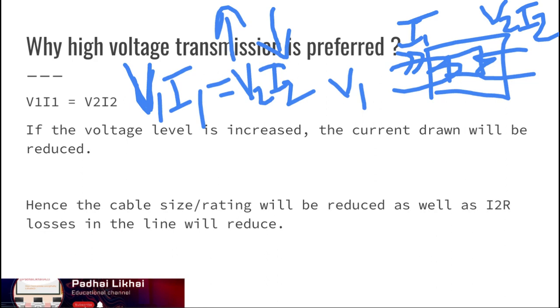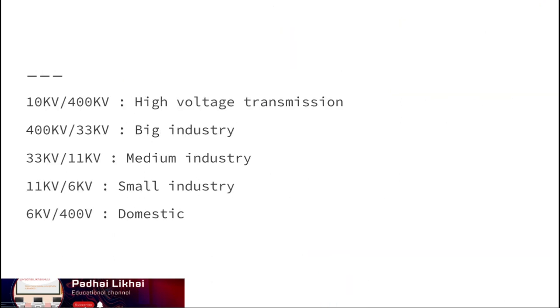So there are two benefits. The size of the cable has reduced, the rating of the cable has reduced, as well as the I2R losses have reduced. So this is the advantage. That is why we are transmitting the power at higher voltage levels. So we have already seen in the previous schematic, there are different voltage levels.